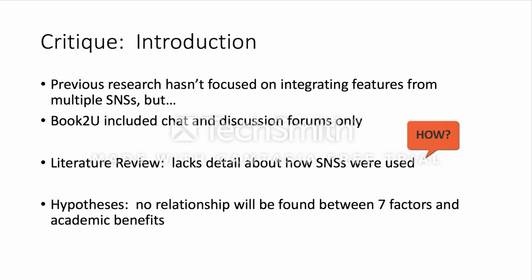Then the section with the hypotheses was a little bit confusing. The author spent the literature review making it sound as if he expected there to be a relationship between the factors he was studying and academic benefits, but then the hypotheses for the article were that no relationship would be found between those factors and academic benefits. So that was a little bit confusing.